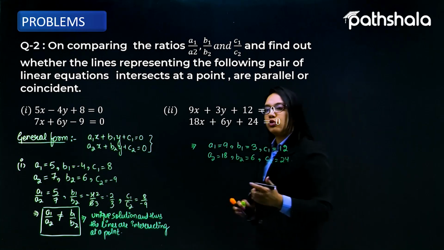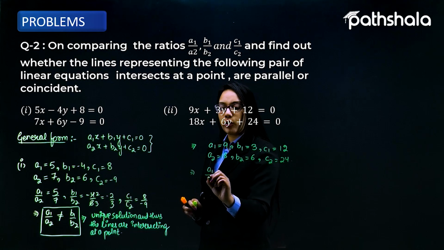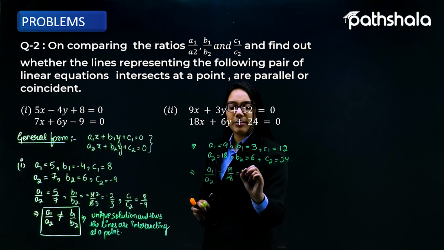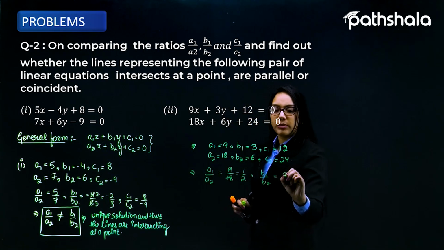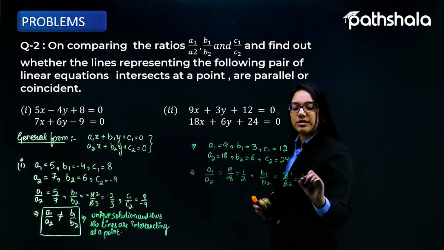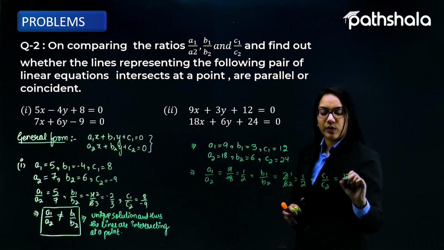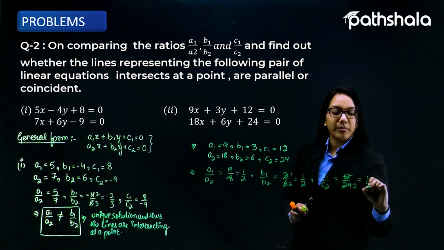Now let's just talk about the ratio of these. If I'm taking the ratio, A1 by A2 is nothing but 9 by 18. 9 by 18 means 1 by 2. Furthermore, B1 by B2 is actually nothing but 3 by 6. So 3 into 1 is 3, 3 into 2 is 6. So this is nothing but 1 by 2. Furthermore, we have C1 by C2, which is nothing but 12 by 24. And if we make it into the lowest form, we get 1 by 2 again.